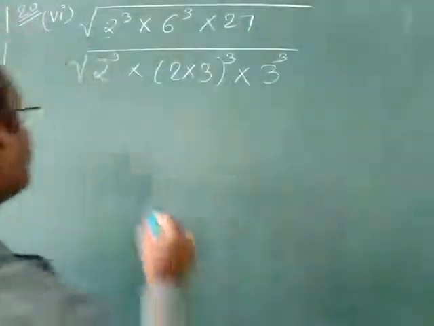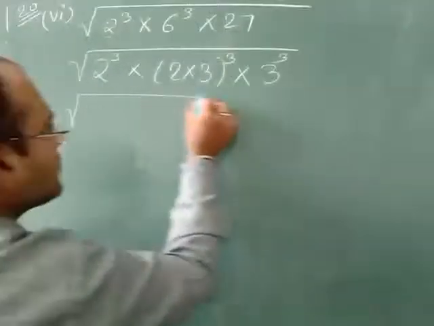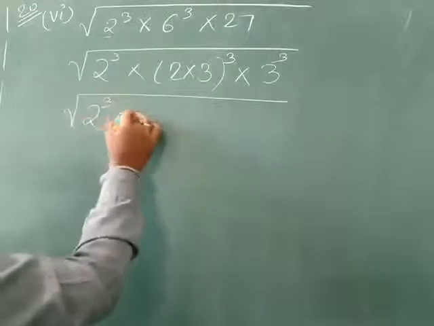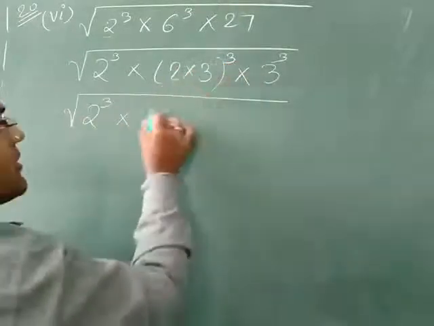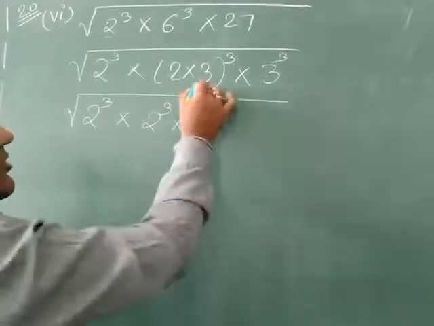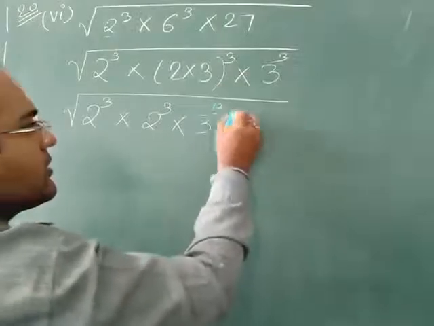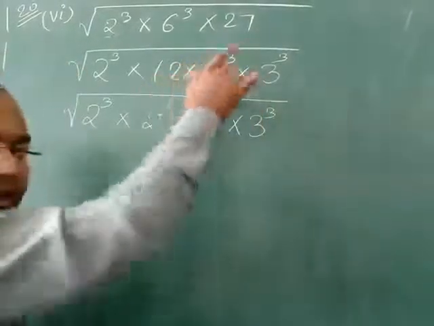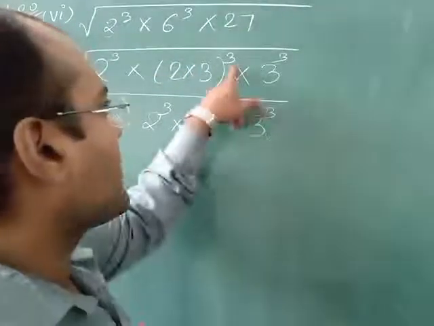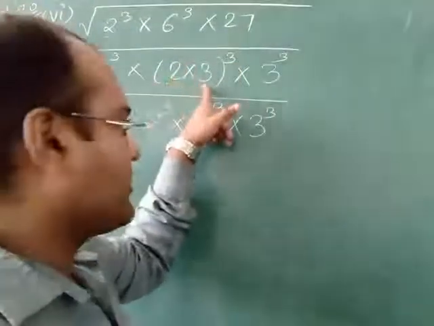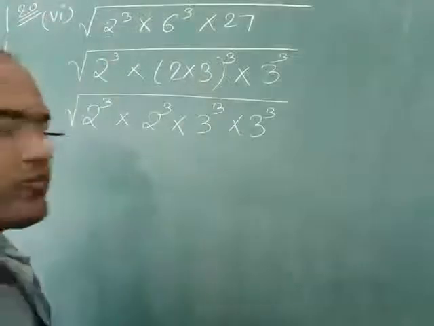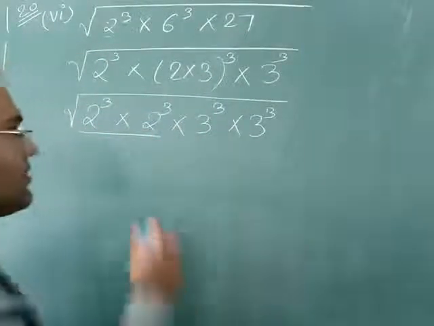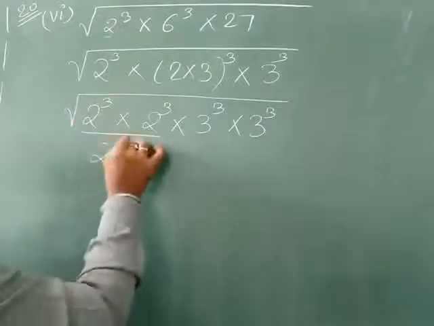Now what you have to do? Square root of 2 power 3 into this 2 power 3 into 3 power 3 into this 3 power 3. This power is on the whole bracket. So what we have to do? This power 3 we have to take on 2 also and on 3 also, like this. Now what you have to do? In the square root, this number is coming two times. When we remove the square root, we have to write it one time.